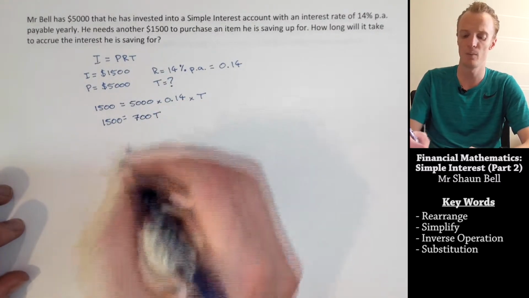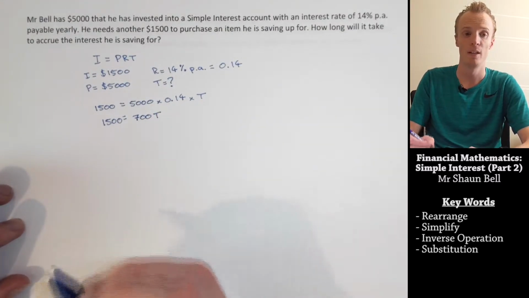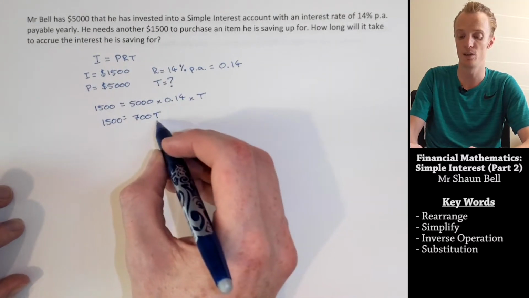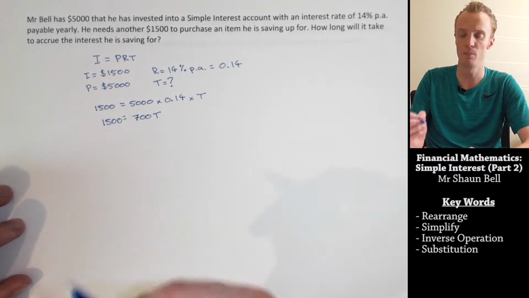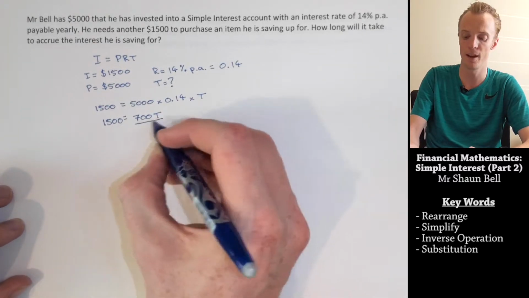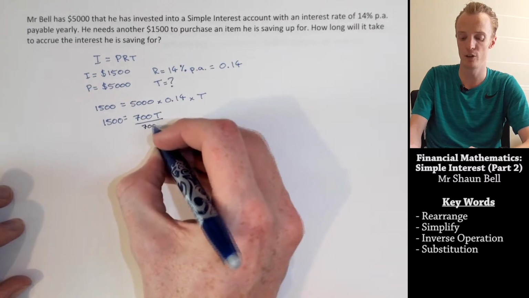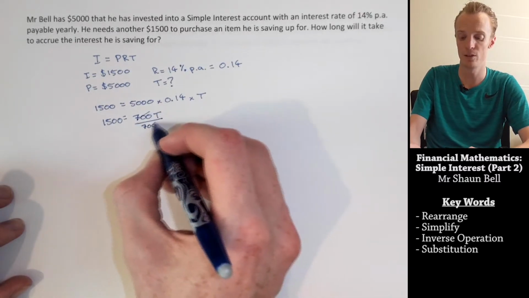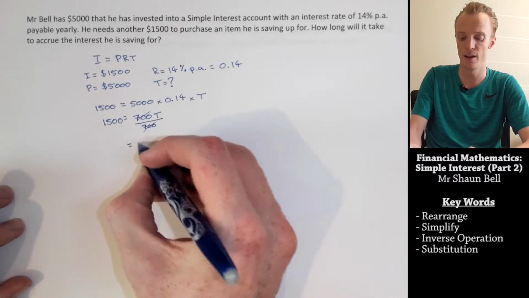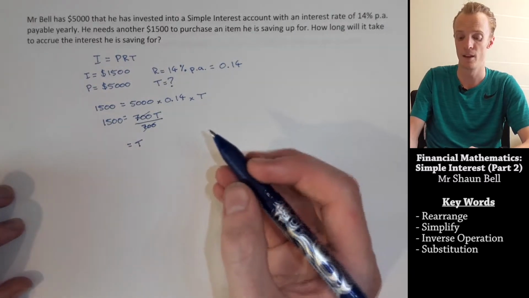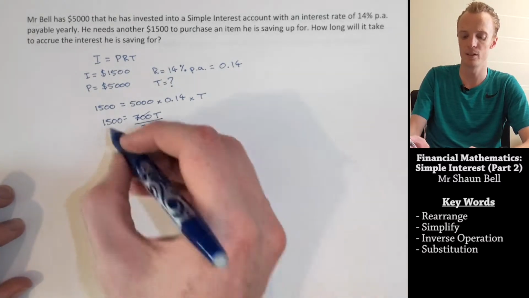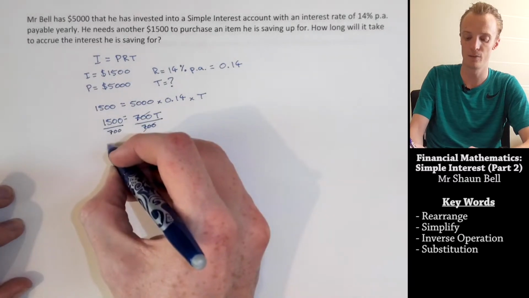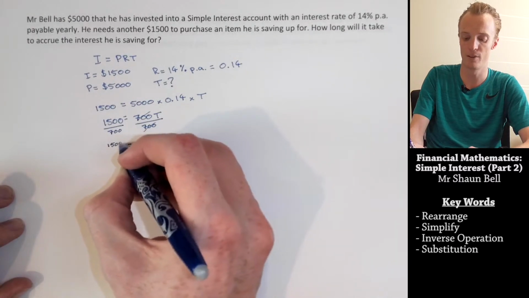Now to work out T, we need to isolate it on its own. So we need to perform the inverse of what this 700 is doing to that T. Currently, it's multiplying. So the inverse of multiplication is going to be division. So if we divide this right-hand side by 700, these two cancel out. On the right-hand side, we've isolated the T. However, whatever we do to one side, we must do to the other to keep it balanced. So we must divide the left-hand side by 700.